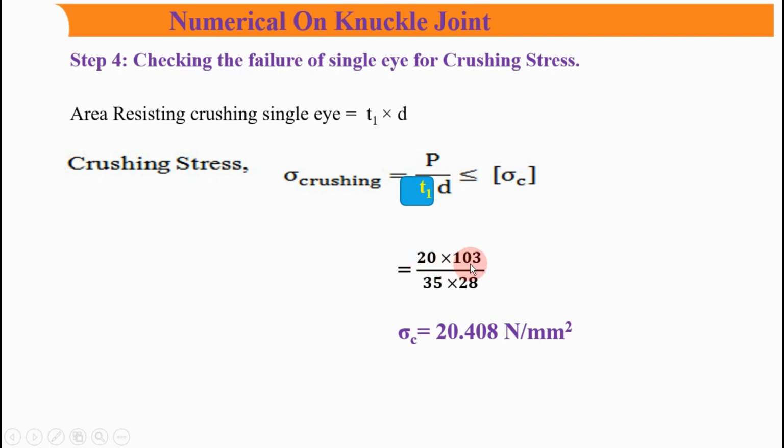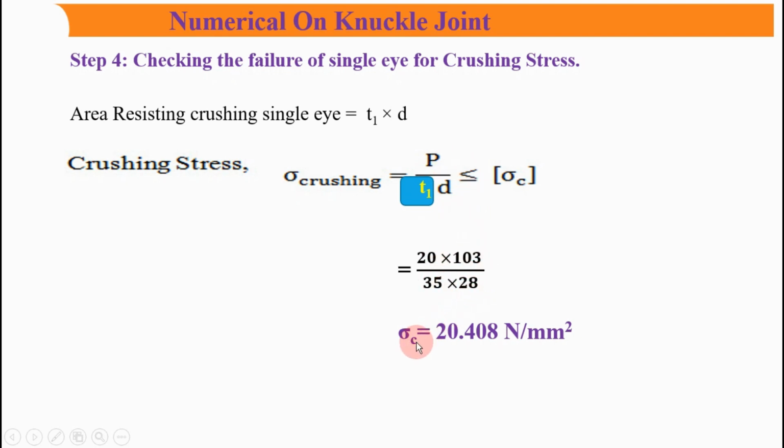Please see, this is not 103. This is my typing mistake. This is 20 into 10 raised to 3, because we know the value for P. The value for P is 20 into 10 raised to 3. This is 10 raised to power 3. And the value for T1 is 35 and the value for D is 28.